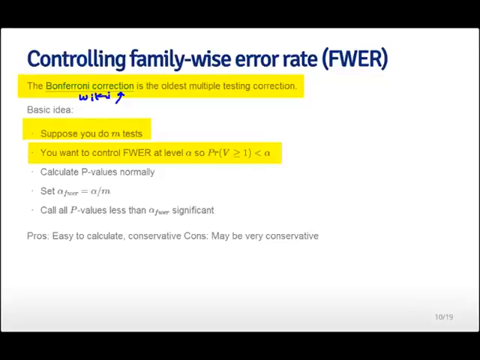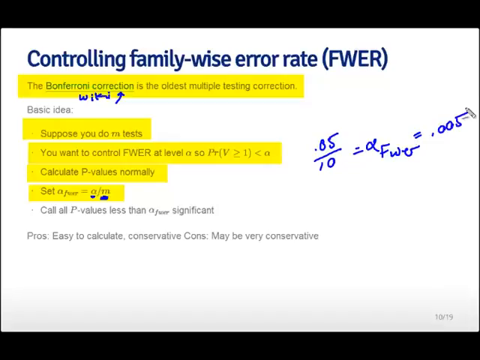We can calculate all the p-values normally, and then take the alpha level that we originally had for a single hypothesis test and divide it by the number of hypothesis tests that we performed. In other words, if alpha is 0.05 and the number of hypothesis tests is 10, then 0.05 divided by 10 is equal to 0.005. So then we get this new alpha level, and we call all p-values less than this new alpha level significant. Then that will, on average, control the family-wise error rate.